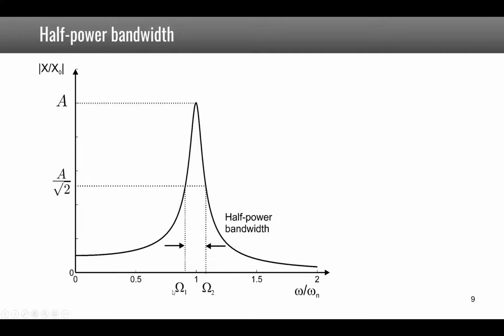frequencies, capital omega 1 and capital omega 2. And this bandwidth here between is used to assess psi. So if psi is smaller than 10%, then you can estimate psi by the difference of the bandwidth divided by omega 2 plus omega 1.